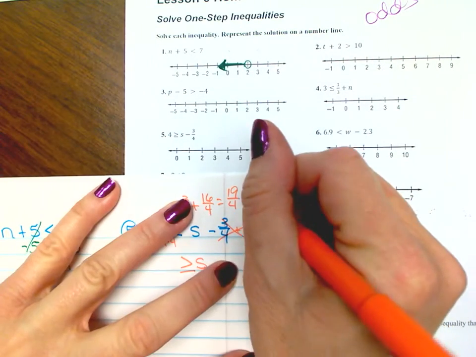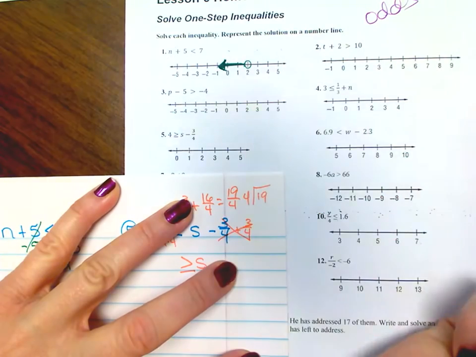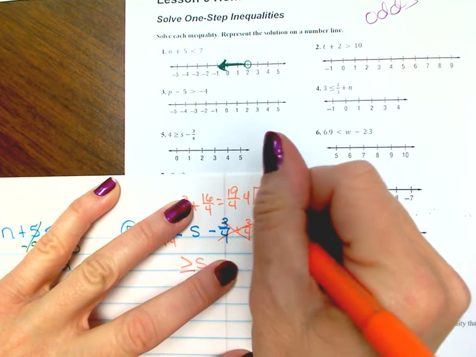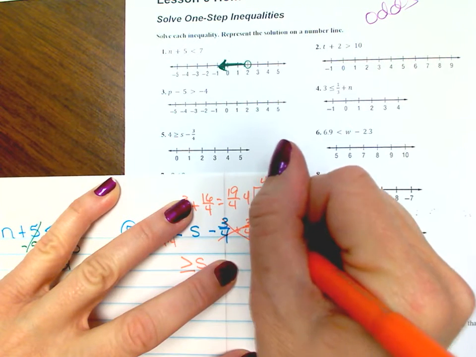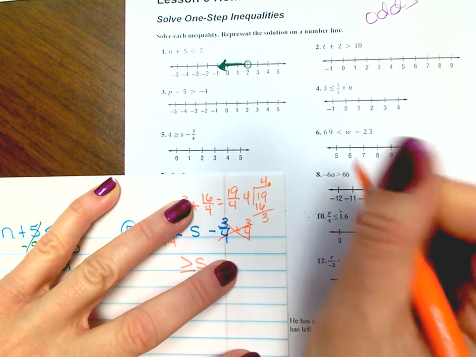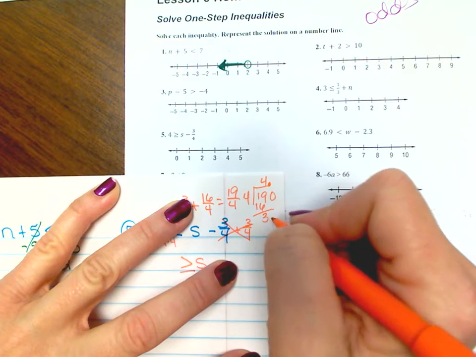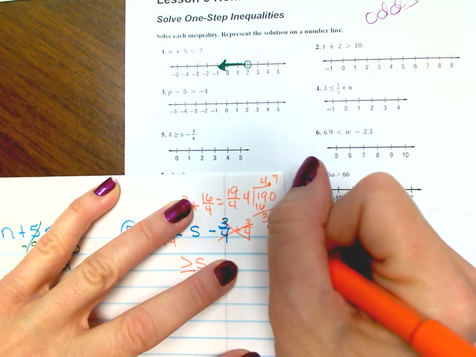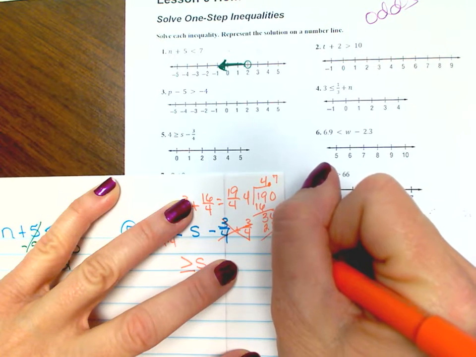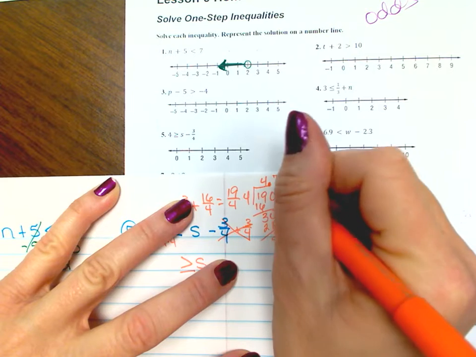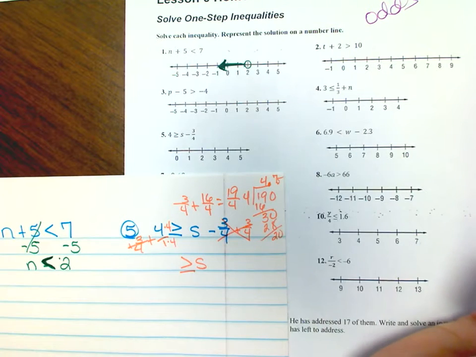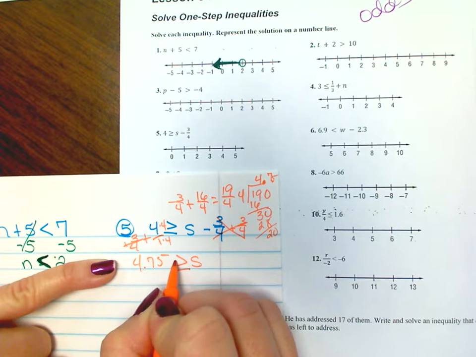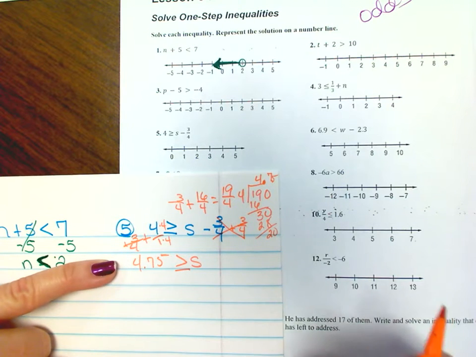So it would be 19 divided by 4. That can go in there 4 times. And we're going to put a decimal there and bring down a 0. And it should be 4.75. So 4.75 is greater than or equal to s.